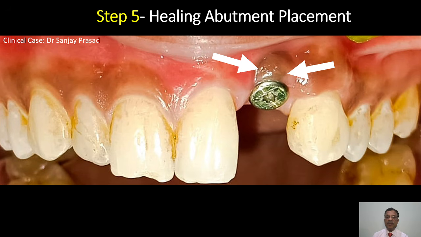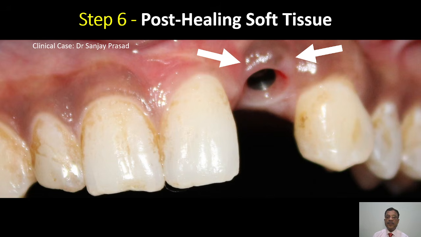In step 5, we place the healing abutment to ensure the good soft tissue healing as well as to get a good emergence profile. This healing abutment helps to modify the architecture as well as to give a good soft tissue stability, and it is very important for anterior implant region.